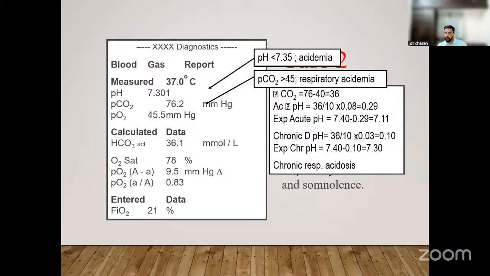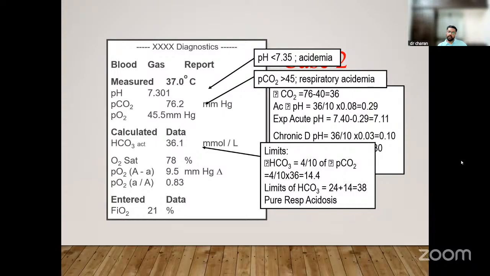The patient can be a COPD patient, so the patient can have a chronic respiratory acidosis. Then you go for compensation using the formula again, 1, 2, 4, 5. Here it is a chronic respiratory acidosis, so the change in bicarb has to be 4 for every 10 change in PCO2. Using that formula again, you calculate the expected bicarb, it is 14.4. So 14.4 is the change in bicarb that you need.